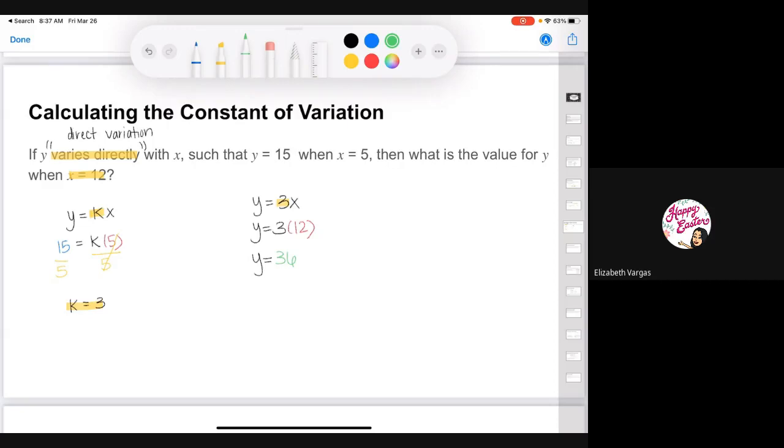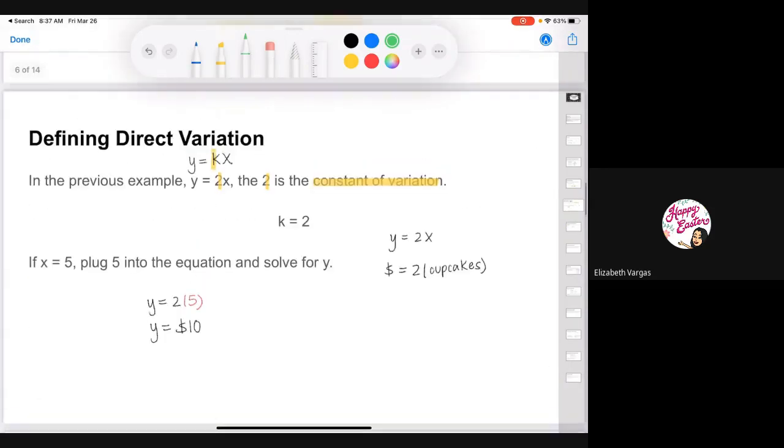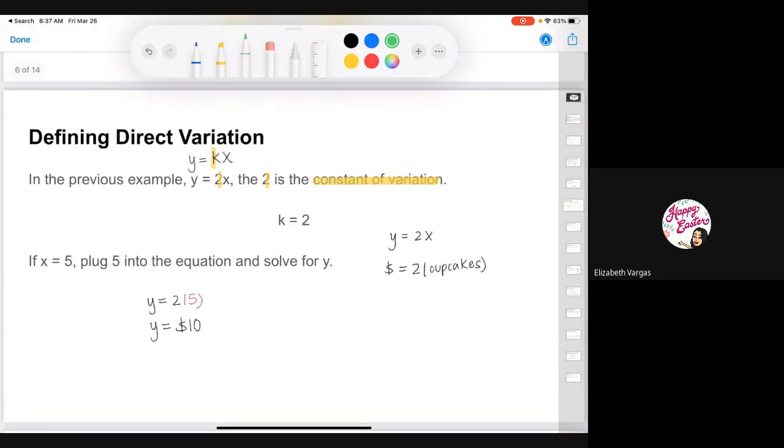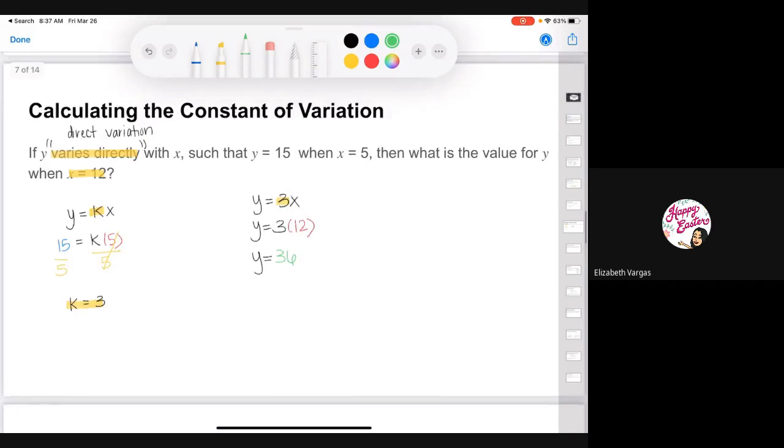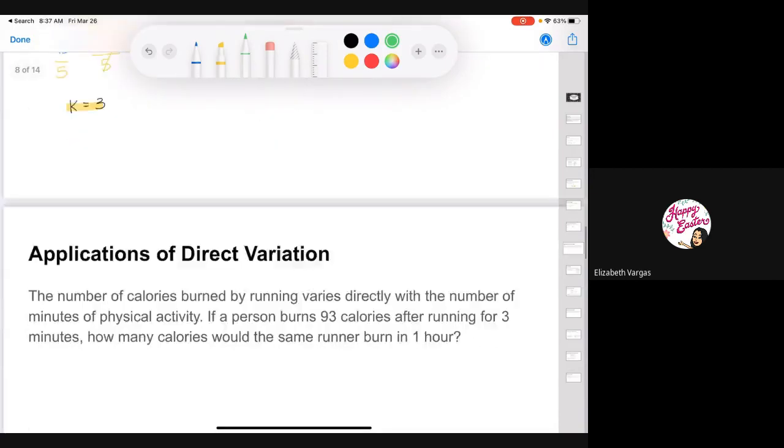Okay, any questions about what I did here? Questions, concerns? Okay, so here we're given exactly the constant of the variation, and we can use that information to solve. Or here, what we can go ahead and do is solve for the constant of variation and then use that to solve further.